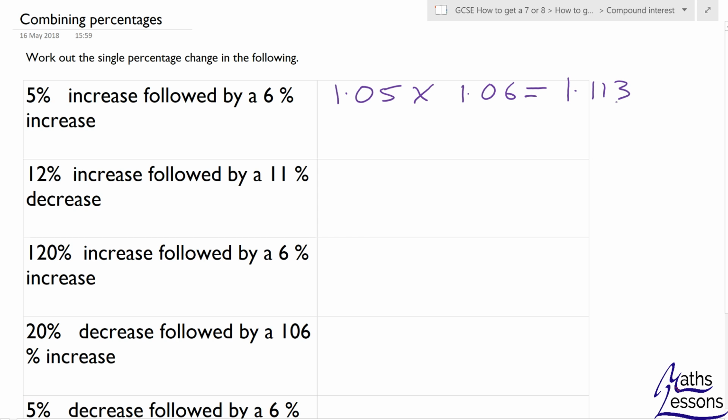So therefore now we need to go backwards and convert this into a percentage. So we times by 100, which will give us 111.3. So therefore our percentage increase is 11.3% increase. Right, I'm going to give you 30 seconds to have a go at the second one.